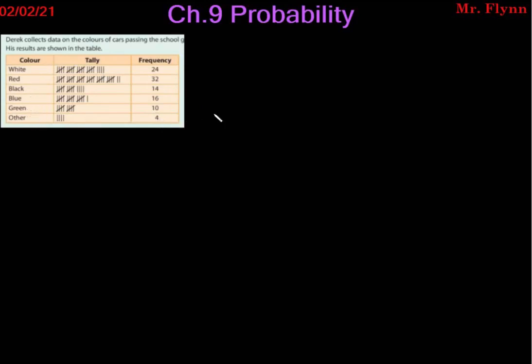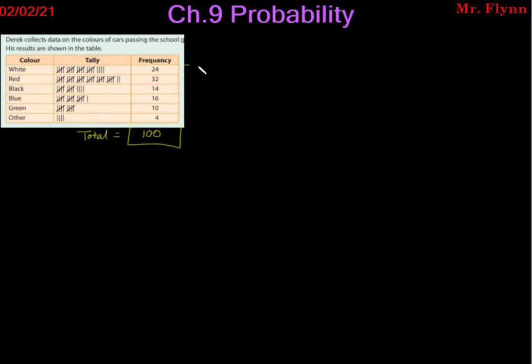Basically, what we're doing here in terms of a relative frequency table is we want to, first of all, find what is the total number of cars recorded. So how many cars passed the gate? And if we add up all of these numbers, we would find that there was 100 cars passed. So there's a total of 100 cars in Derek's experiment.